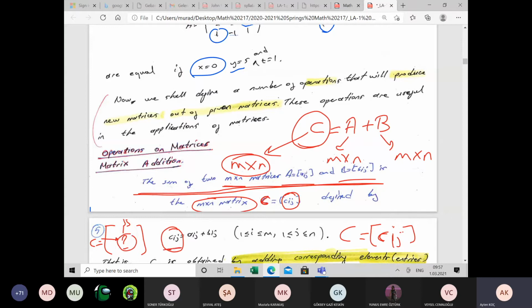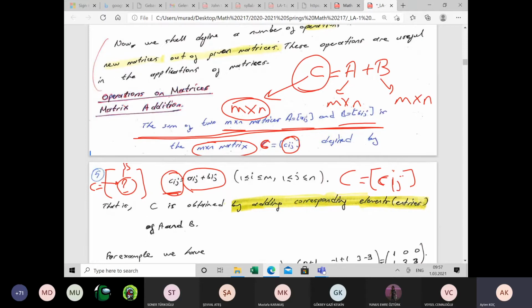The corresponding entry should be the sum of the corresponding entries. C_ij is the sum of the corresponding entries of A and B, adding the corresponding entries of A and B.